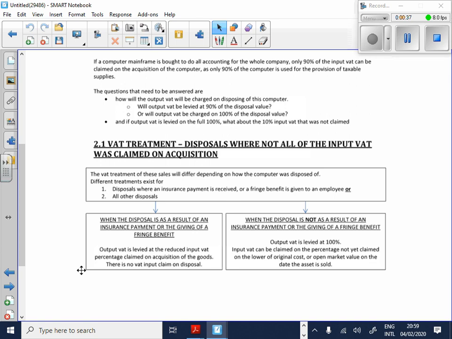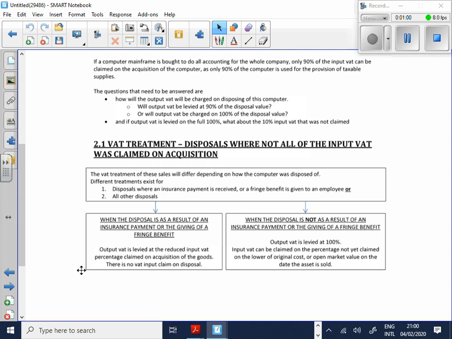And I've got 2 blocks. Do you guys see that? And I've got here, when the disposal is as a result of an insurance payment or the giving of a fringe benefit. Does everybody see that? And I've just done fringe benefits with you. And what does it say? It says, output VAT is levied at the reduced input VAT percentage claimed on acquisition of goods. There is no VAT input claim on disposal.